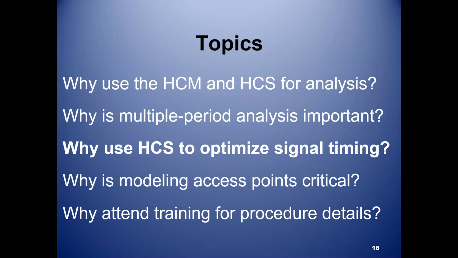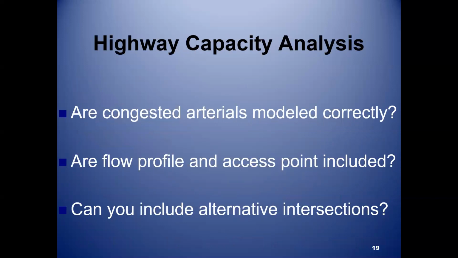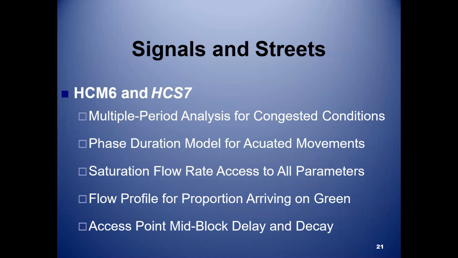Why use HCS to optimize? HCS doesn't get the credit it deserves for optimizing signal timing. If the congested signals on the arterials are not modeled with multiple period analysis, then the optimization is not going to work, just like I said. Using the flow profile as adjusted by access points, and can you include interchanges and alternative intersections which are modeled differently within your process? The multiple period analysis is in the HCM and HCS procedures.